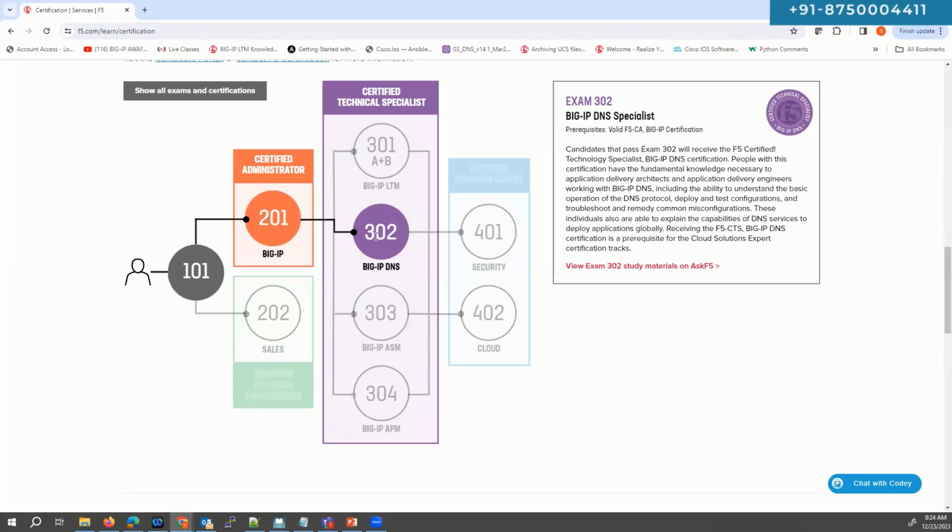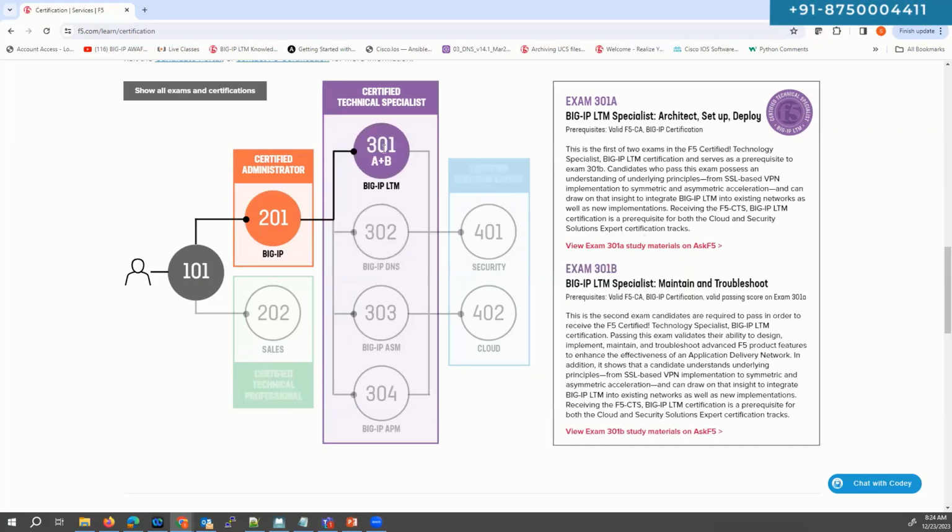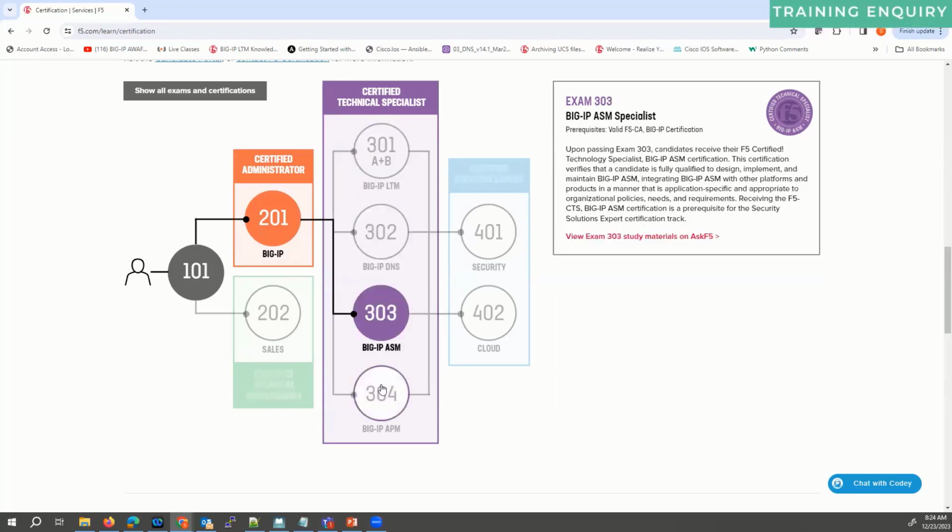So if you say that, hey, no, I don't want to take on 101 or 201, but I want to take on 302 directly, no, that's not going to be possible in case of the F5, as per the F5 certification hierarchy. So based on the F5 certification hierarchy, it is important for you to go through these steps: 101, 201, and then only you can take 301 or 302 or 303 or 304.